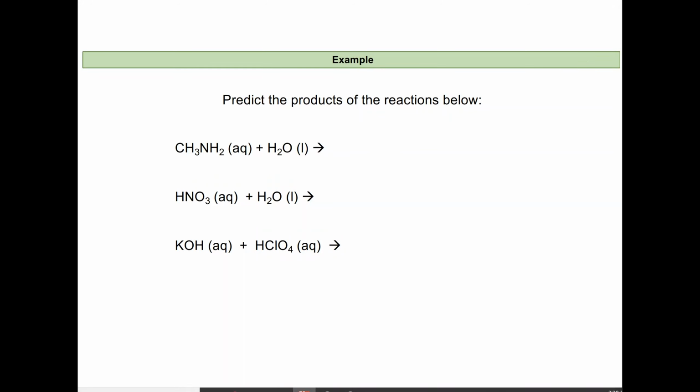Hopefully you've had a moment to try out this problem and predict the products. I'm now going to walk through the solution. And let's start with our very first one.